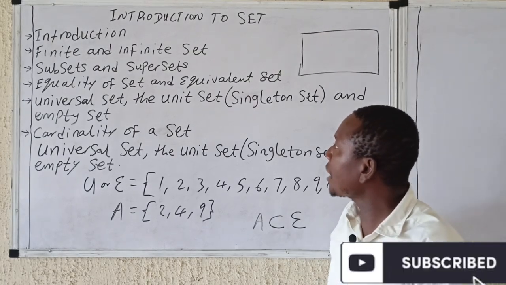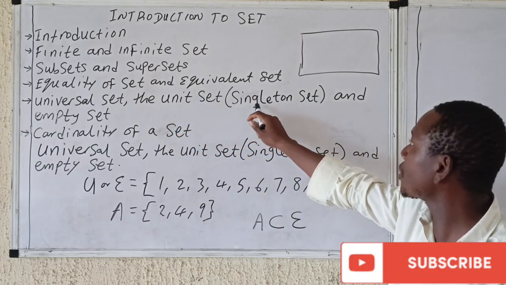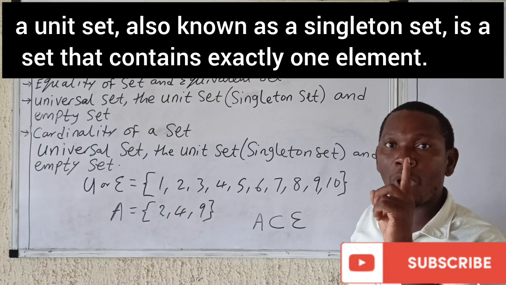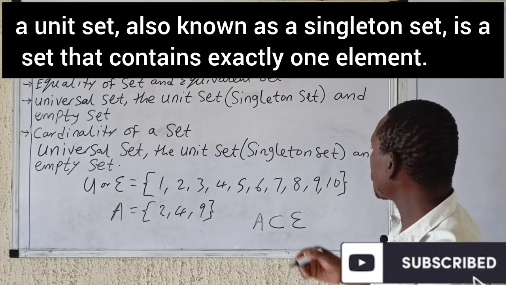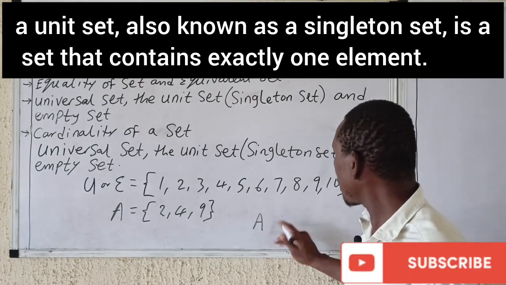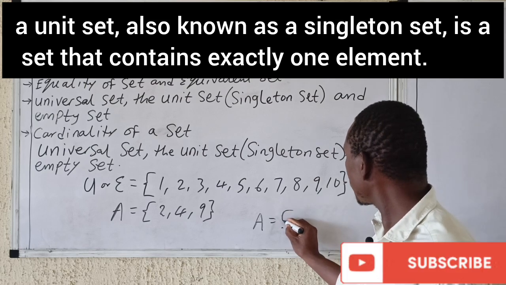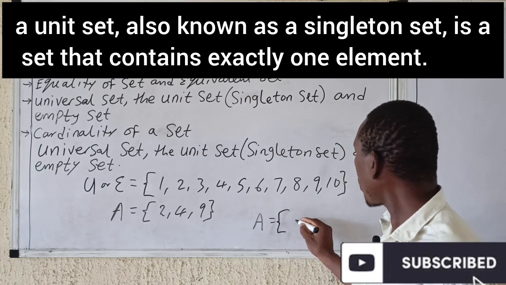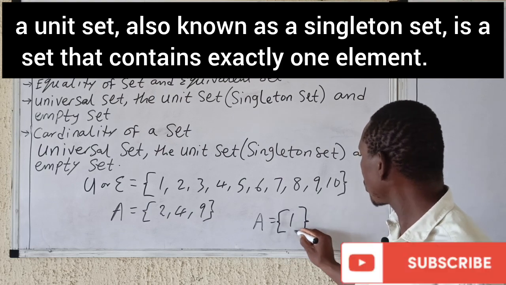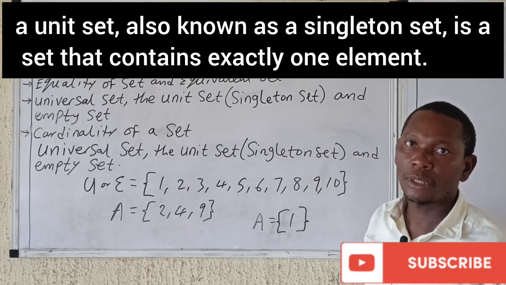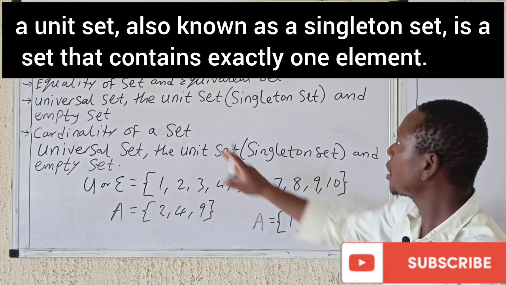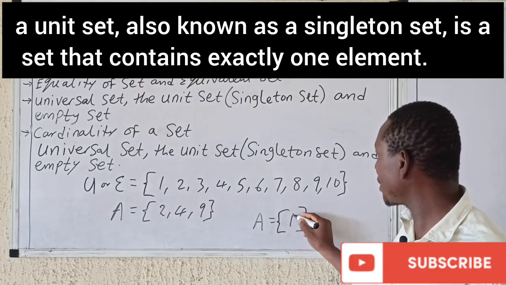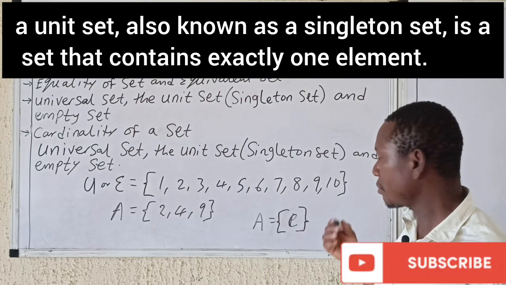All right. Now let's talk about the unit set, or what we call the singleton. A unit set is simple. It's a set that contains only one member or one element. For example, let's assume that a set A has only one element, what will you call this set? It's a singleton. Singleton or a unit set. You can have a set A having just an element E. What will you call it?